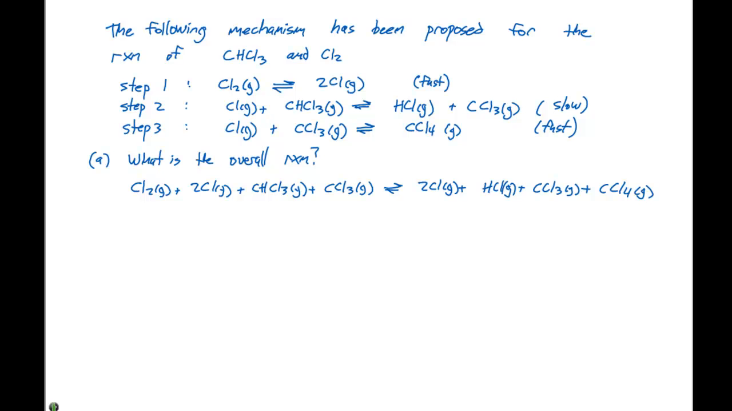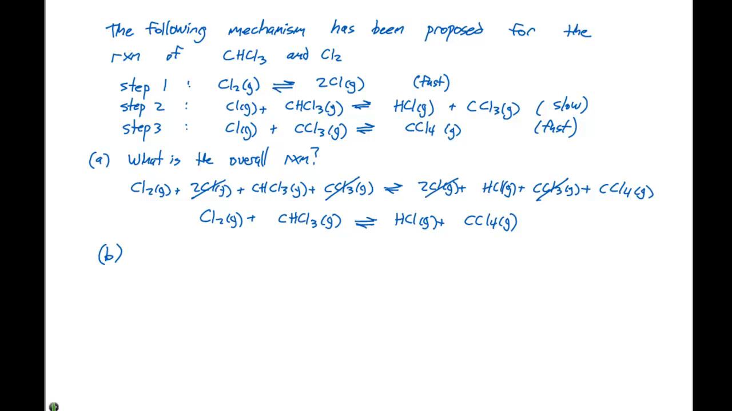If we look at this, we see that Cl shows up on both sides of our reaction, and CCl3 also shows up on both sides of the reaction. That gives an overall reaction of Cl2 gas plus CHCl3 gas in equilibrium with HCl gas plus CCl4 gas.